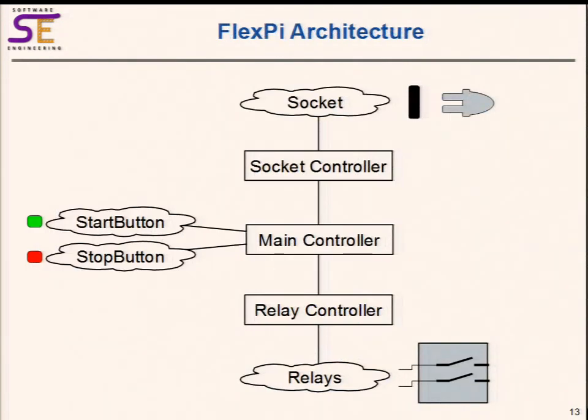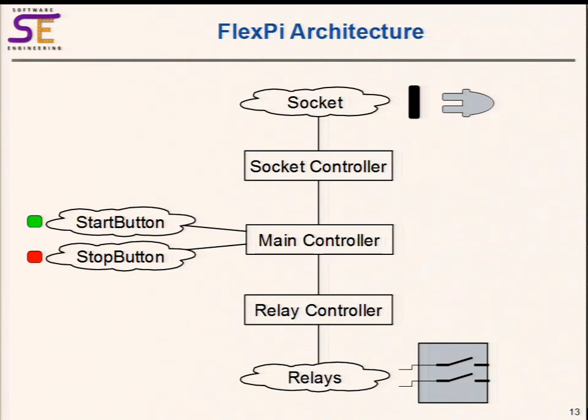And so what we start out with is we draw an architecture of the components or objects that we have in the system. Here we have three software components: a main controller, a controller for the socket, a controller for the relays, and we have then as external components the socket and relays. So these are sensor and actuator components, so the socket will tell you when something is plugged in, and the socket controller can also tell the socket to lock or unlock. And then we have the start and stop button, and the main controller gets notified when these buttons are pressed.